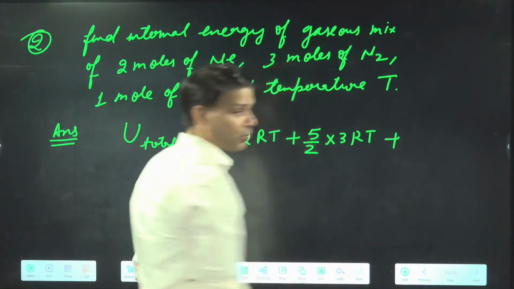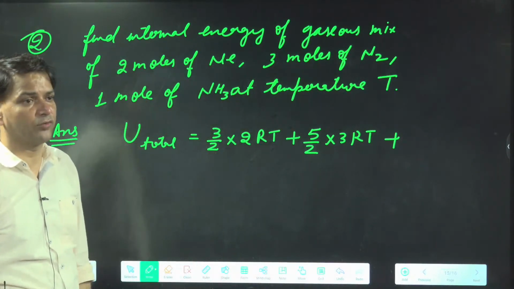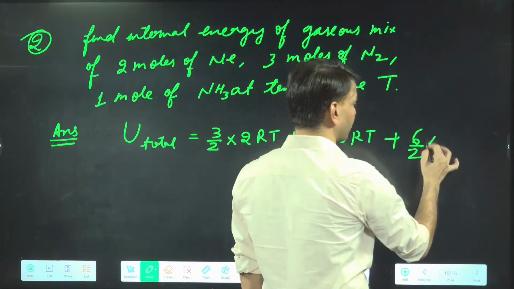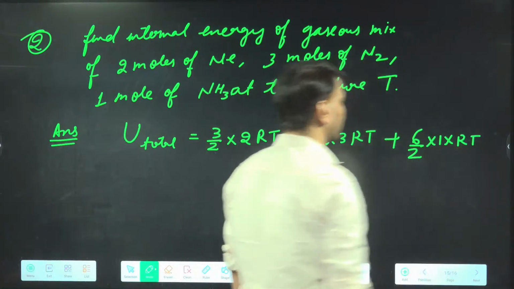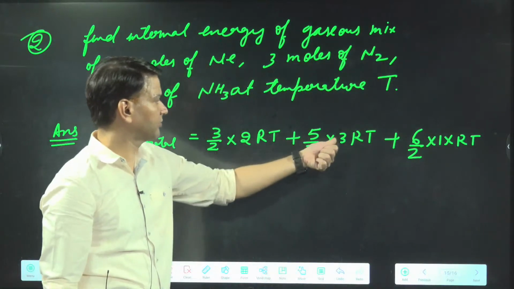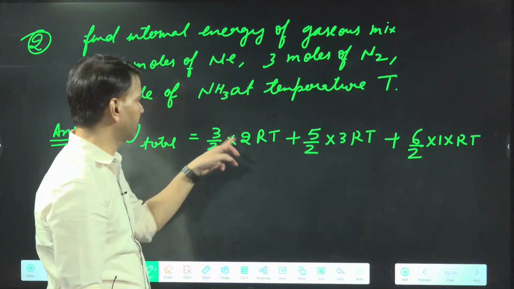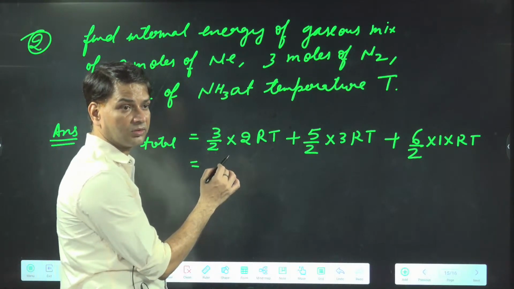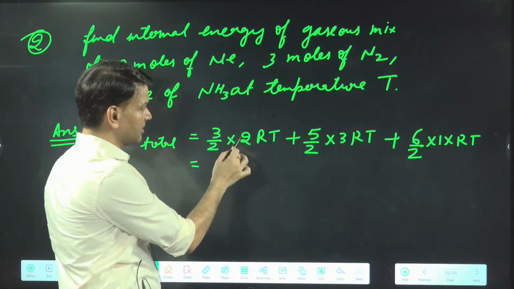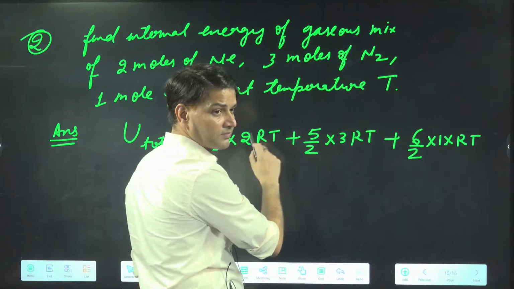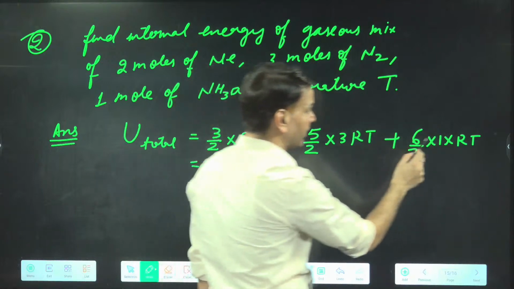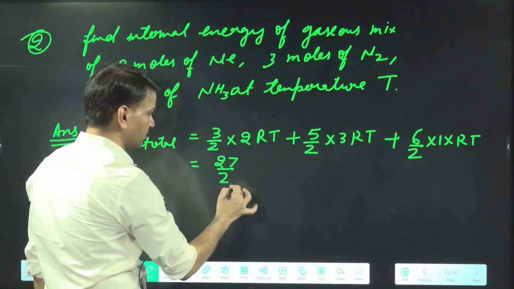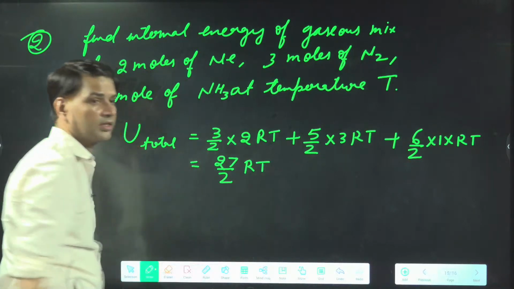Plus ammonia as a polyatomic. Polyatomic, we will take the degrees of freedom as 6. Then 6 by 2, how many moles? 1 mole into RT. So this is a 6, 5 3 is a 15, 15 plus 6 is 21, 21 plus 6 is 27. How? 3 2 is a 6, 5 3 is a 15. So 15 plus 6 is 21, 21 plus 6 is 27. So 27 by 2 R into T. That is the answer.